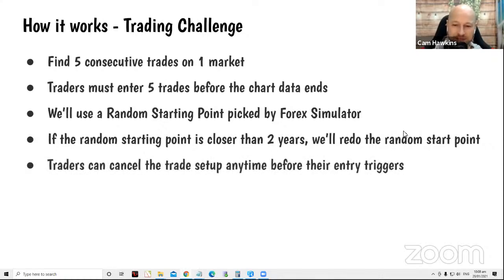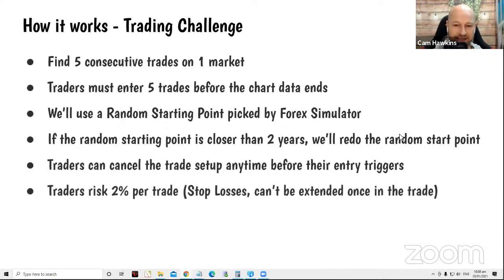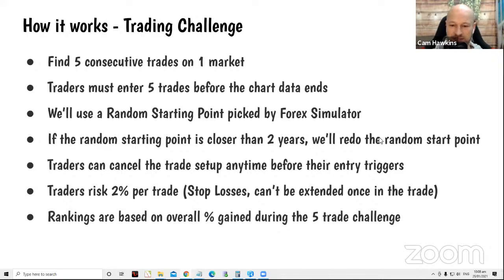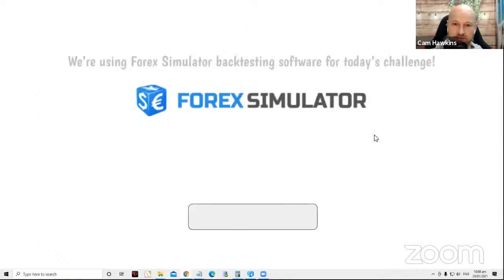So traders can cancel their trade setup at any time before the entry triggers, and you've got to risk 2% per trade. So this is different from before where we had an R calculation. This is all done on percentages. So stop losses can't be extended once in the trade, so that would be obviously risking more than 2%. So yeah, it's basically 2% risk per trade. So rankings based on overall percentage gain during the 5 trade challenge, and there is a maximum stop loss of 500 pips.